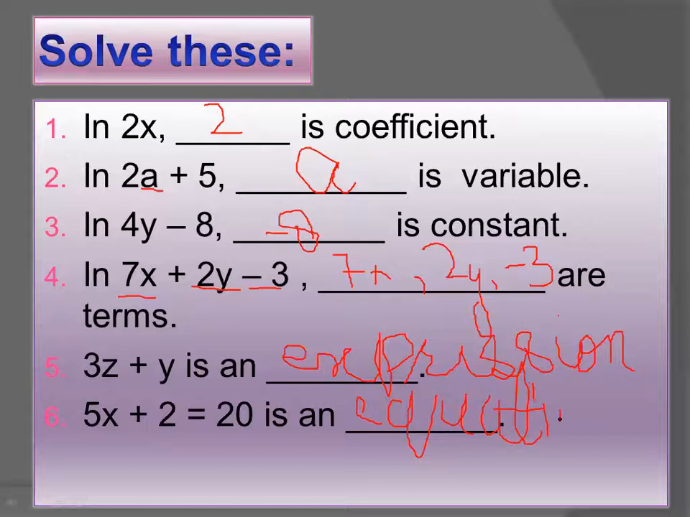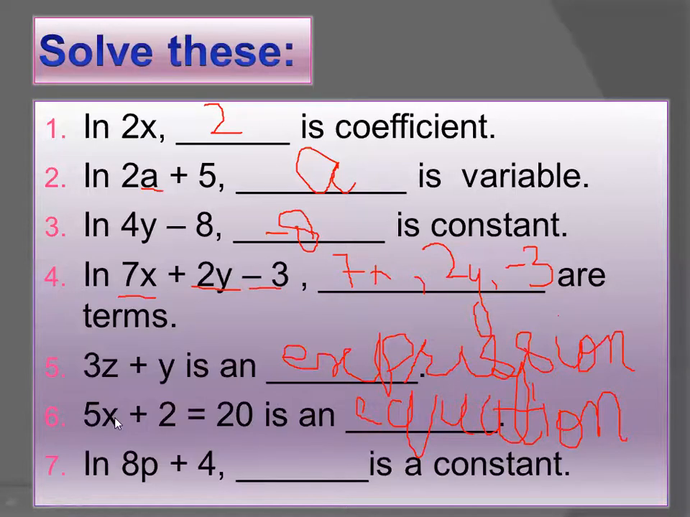Okay, is that clear or is it visible? Now, so the last is 8p plus 4, dash is a constant. What is a constant here? Now, please tell me.